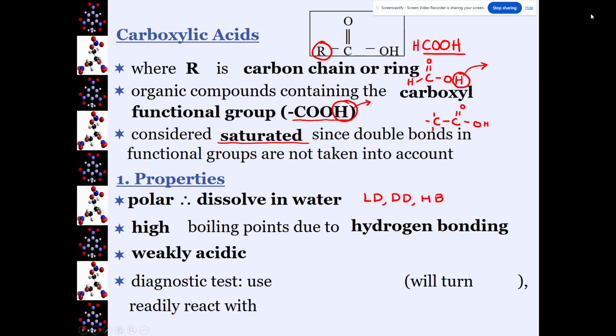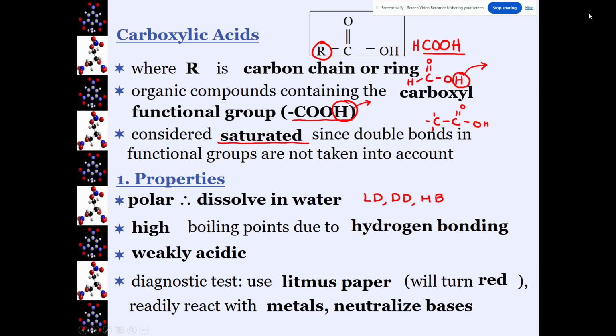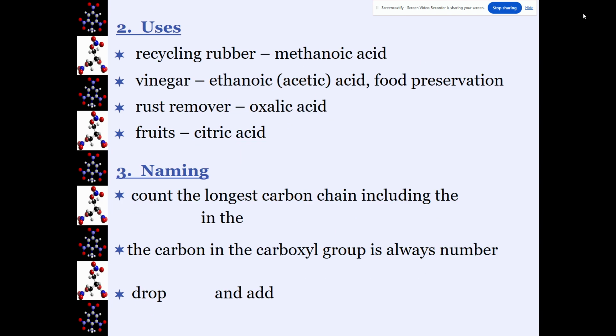They're not part of the strong acids from the last unit, if you remember. So diagnostically, they will turn litmus paper red. They will react with metals to produce hydrogen gas very slowly, and they will neutralize bases. Some uses of them: rubber, vinegar, rust remover, fruits, a lot of fruits, as well as food preservation. A lot of fruits and things like vinegar are going to have an organic acid, like citric acid and so on.